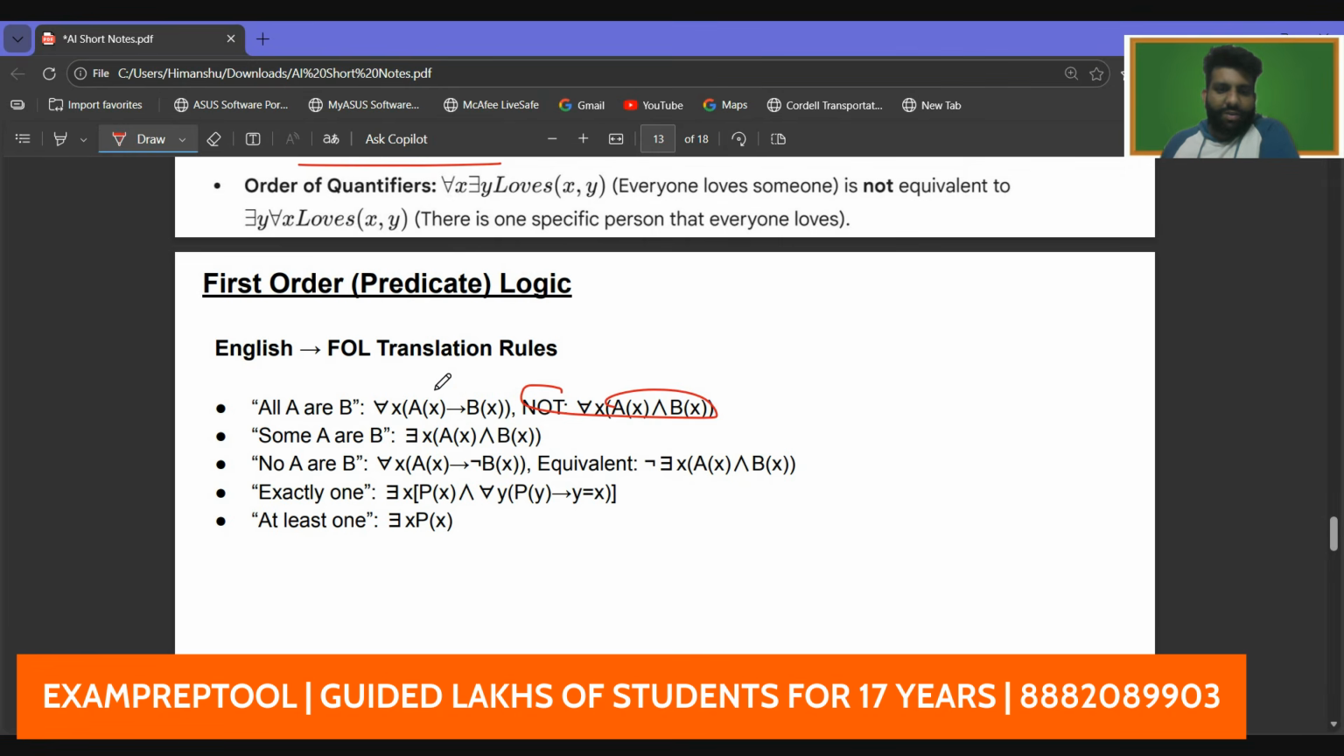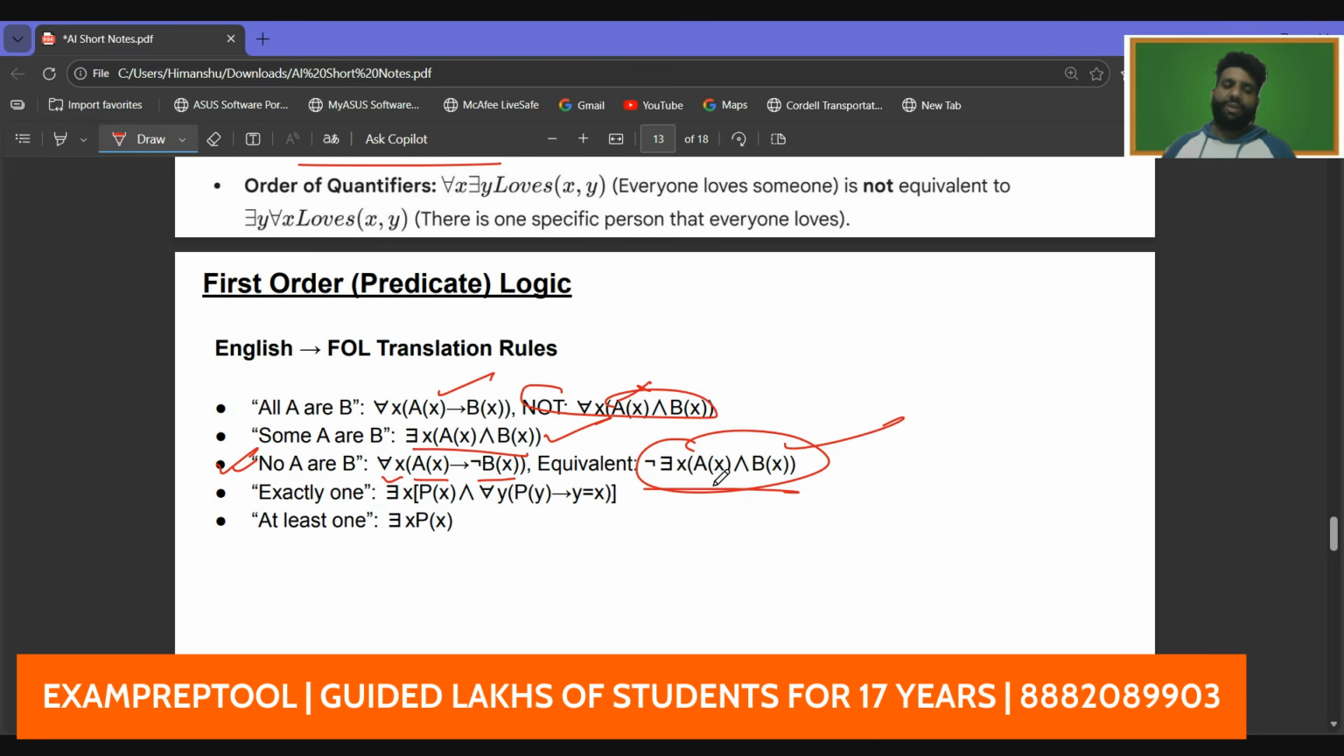Okay, this is correct, this is bad. Some ARB we have to use this. No ARB. Yeah, this is very important. If somebody says no ARB, people might get confused. So you have to say negation: for all X, whenever A(X) is true implies negation of B, or equivalently you can say no ARB. That means there does not exist a case where A and B are true. Okay, so you can write it like this as well.